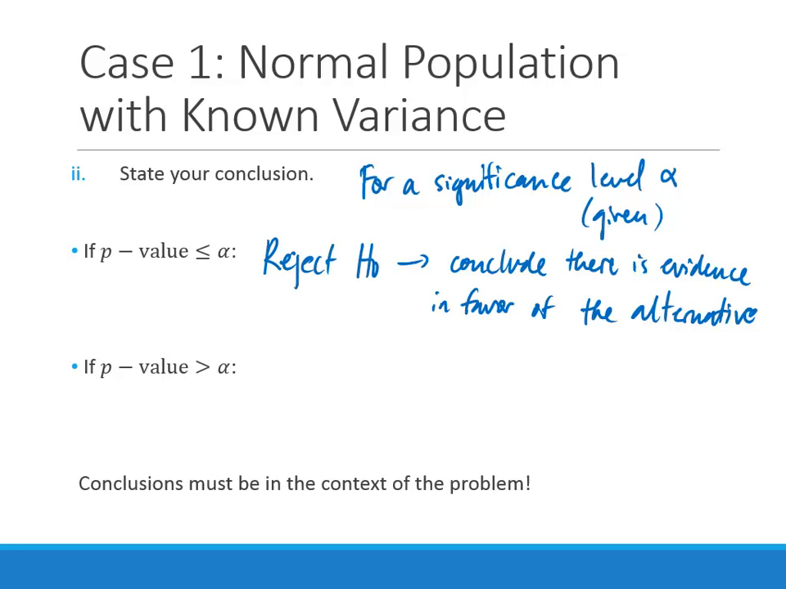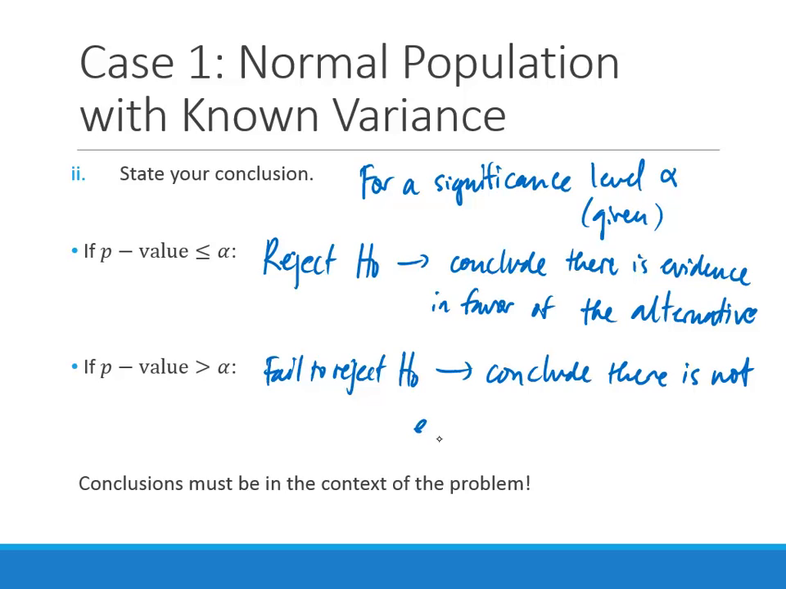Okay, so if our p-value is bigger than alpha, we do the opposite thing. We will fail to reject the null hypothesis. Again, our conclusion here is that there is not enough evidence to support the alternative.